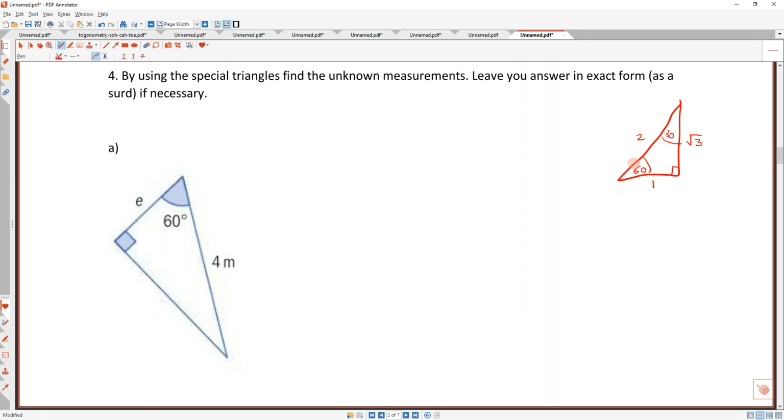Okay. So working through it as we would before, this is our angle. So this is our opposite. Here is the right angle. So this is my hypotenuse, and this one is my adjacent. So I want to find out what E is. So we start off as before.